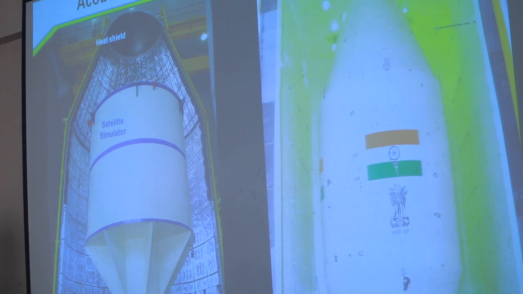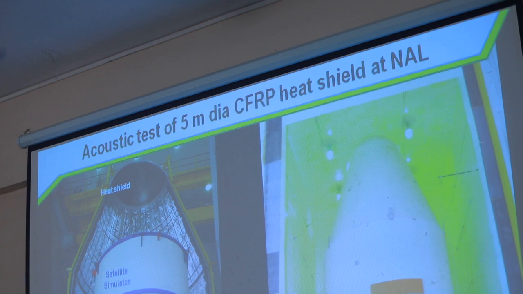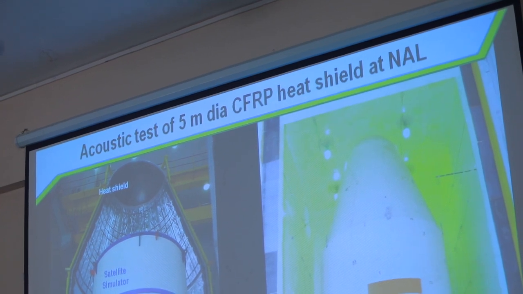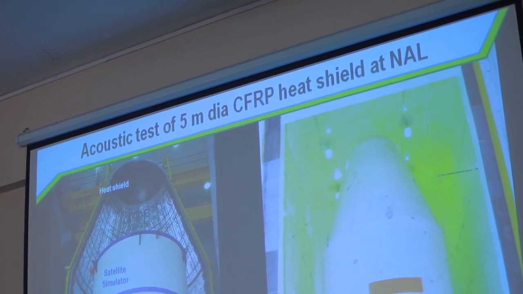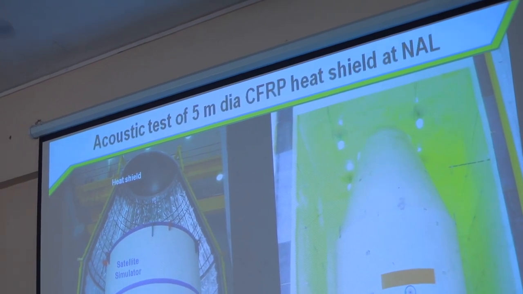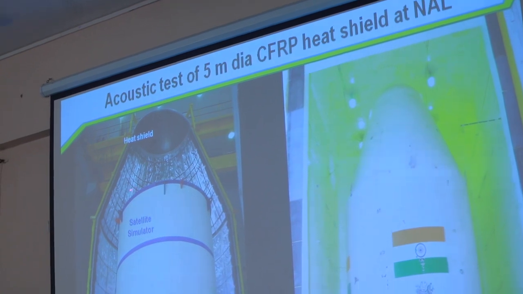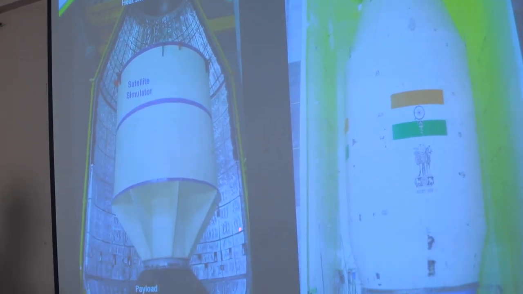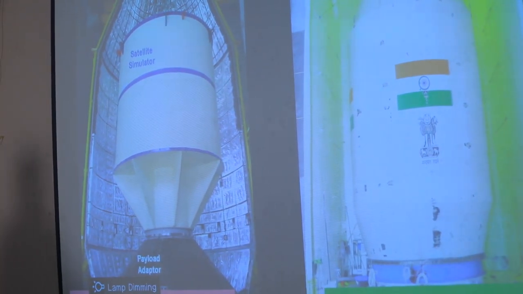So you can actually create a reverberation chamber and test it and see how the hardware rocket part will respond to such sound. This facility is at Bangalore, National Aeronautics Laboratory, and it is a joint work of ISRO and NAL to create this facility. And these silver color items are the sound absorbers that we put inside.